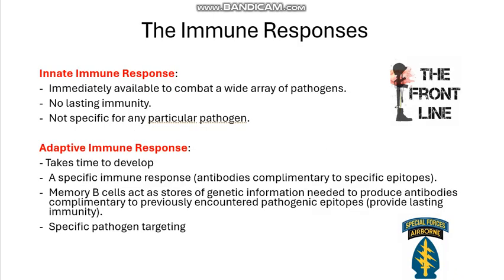So, as you probably already know, there are two different forms of immune response. The innate immune response, which is basically the front line of our body's defenses. It's immediately available to combat a wide array of pathogens, but it provides no lasting immunity, and it's not specific for any particular pathogen.